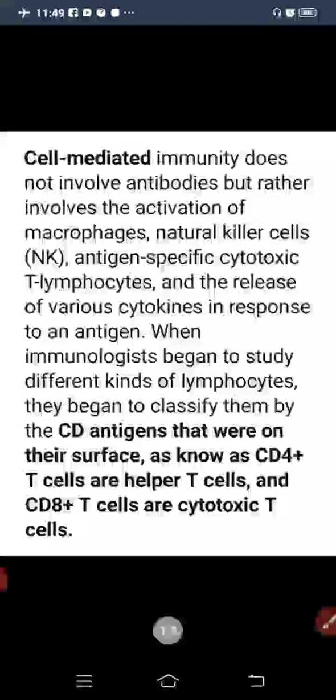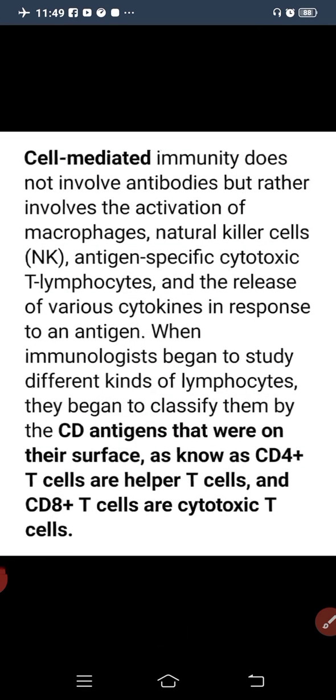Cell-mediated immunity does not involve antibodies but rather involves the activation of macrophages, natural killer cells, that is NK cells, antigen-specific cytotoxic T lymphocytes, and the release of various cytokines in response to an antigen.